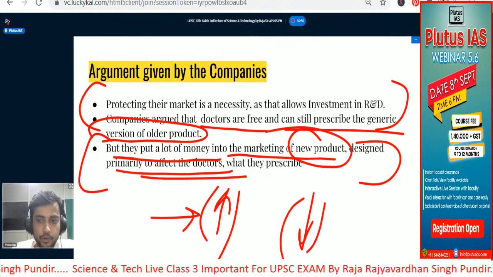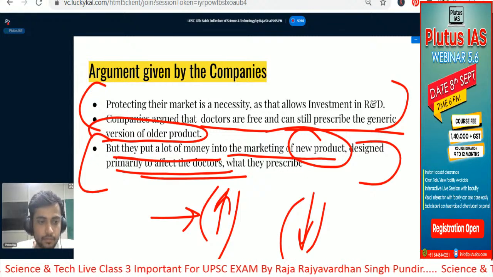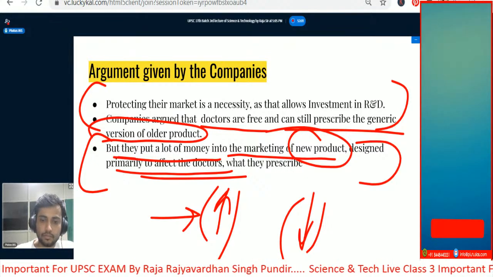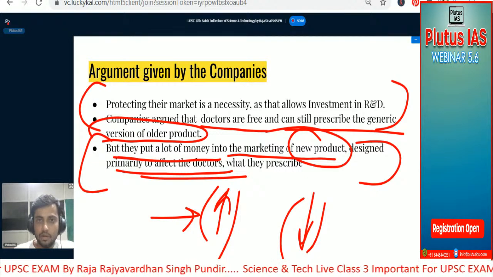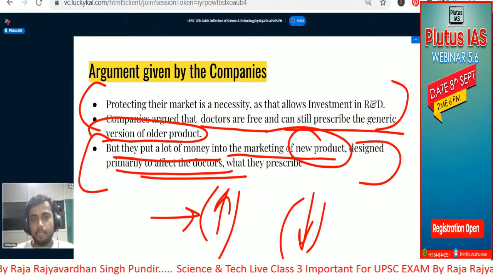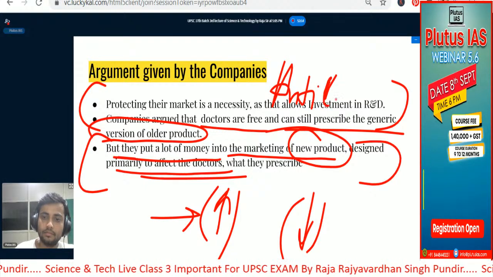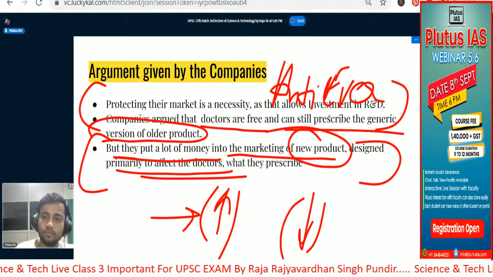I hope, Aman, now your doubt is clear. So that was the whole argument. So Indian patent law is the anti-evergreening law.